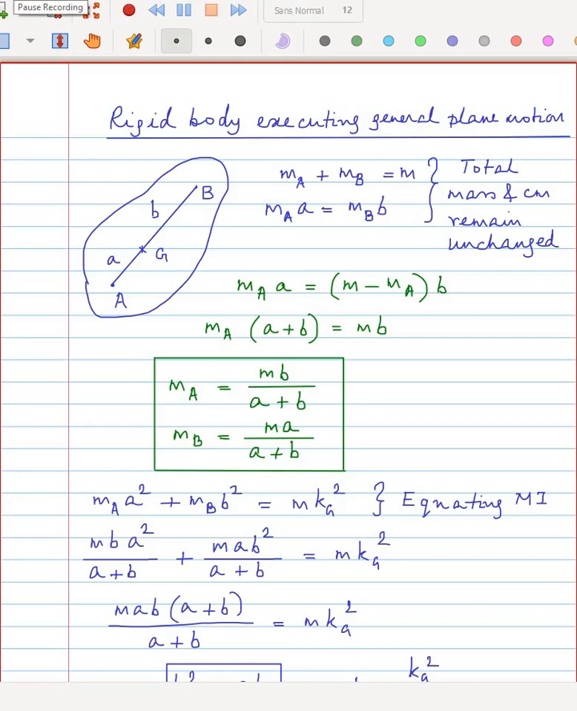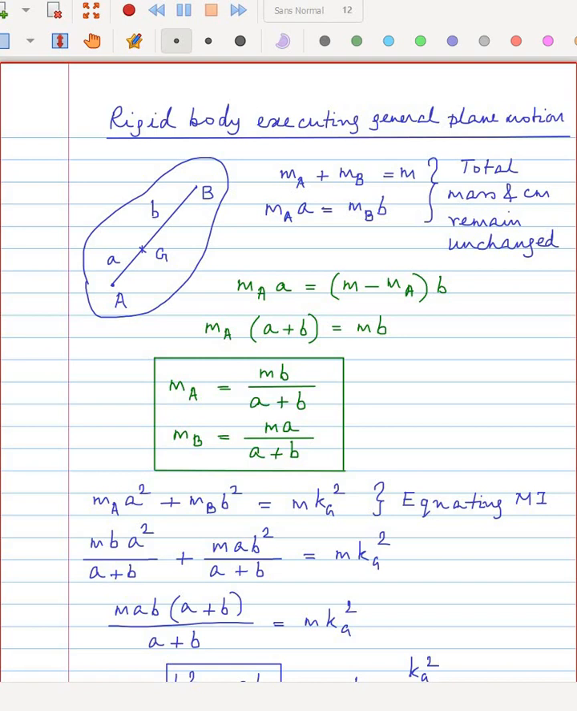So here we will consider a rigid body executing general plane motion. General plane motion means it is a motion where there is both translation and rotation. So suppose this is the rigid body which is executing a general plane motion.